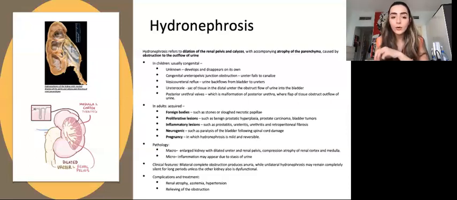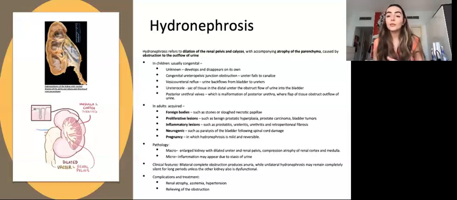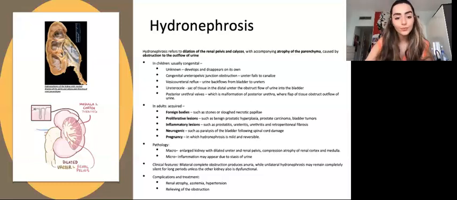Therefore, macroscopically, you have an enlarged kidney with a dilated ureter and renal pelvis, compression atrophy of the cortex and medulla, while microscopically, you can have inflammation occurring. Clinical features: if it's bilateral, it can cause anuria, while unilateral can be silent for so long that you can't even know it, and it can sometimes be an incidental finding. Complications: it can lead to renal atrophy, azotemia, hypertension, and the best way to relieve it is to remove the obstruction that's causing this. So that's about hydronephrosis.